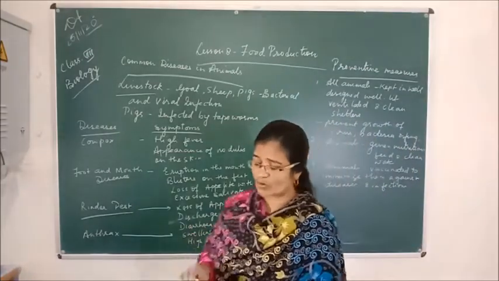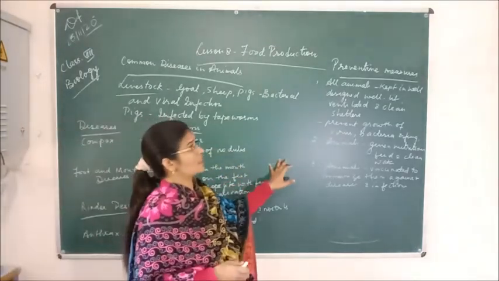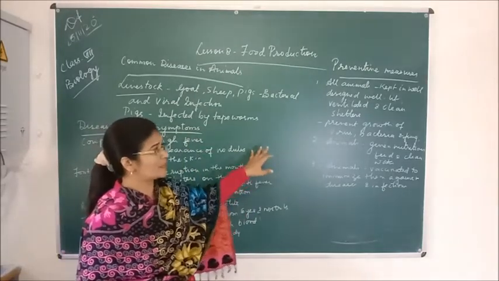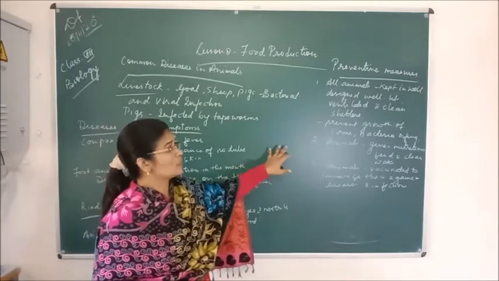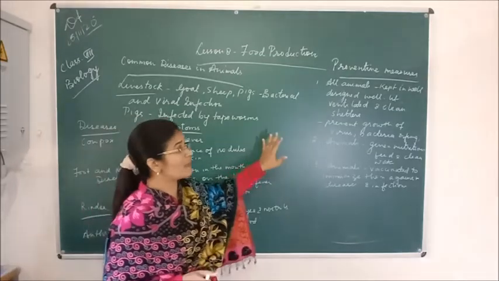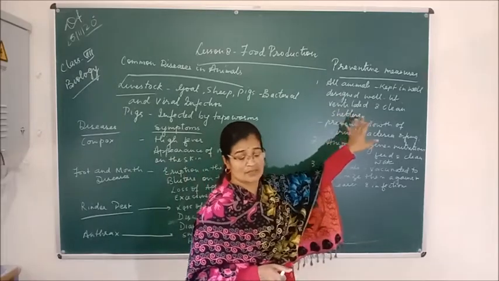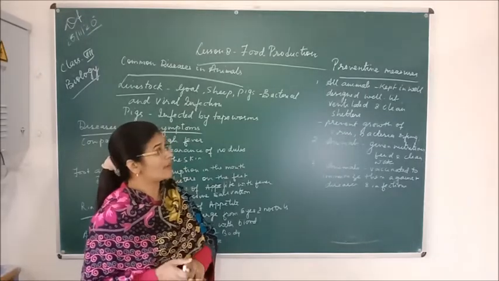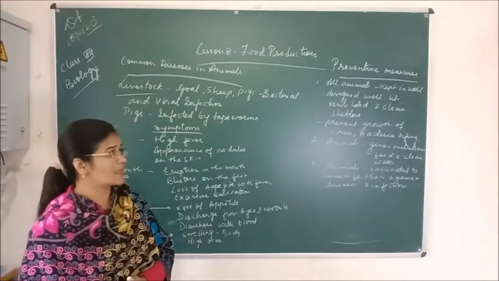Now, what are the precautions we have to follow, because we are rearing cattle on a large scale, and the precautions should be followed so that they are not infected by any kind of microorganisms, virus, bacteria, or fungi. First of all, wherever the animals are kept, they should be kept in well designed, well lit, well ventilated and clean shelters. Their shelters should be neat and clean, ventilated, and well lit, so that they get proper, sufficient sunlight.